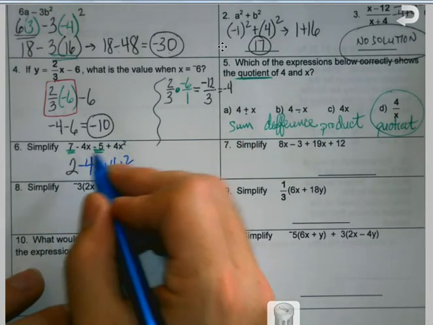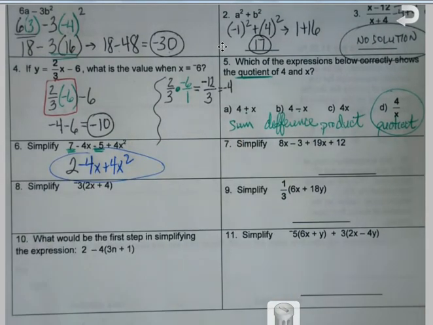Okay, it says simplify. We're not solving anything. There's not an equals anywhere. We're just going to put together the parts that are alike. And sometimes there'll be a lot of parts that are alike. Other times, not many parts that are alike. So let's see, what's alike in the next one?